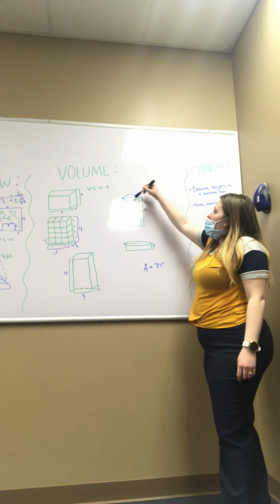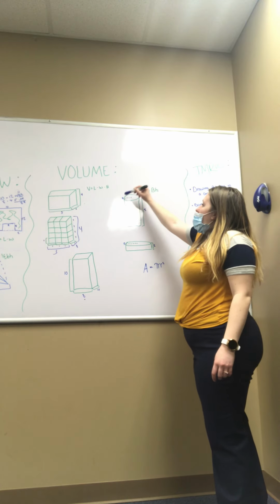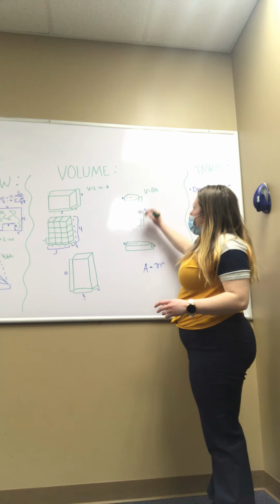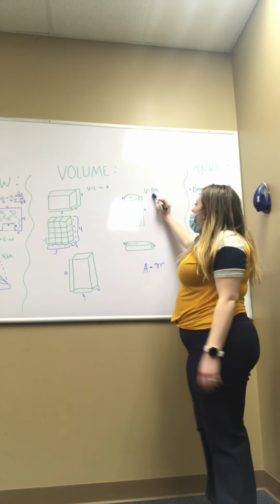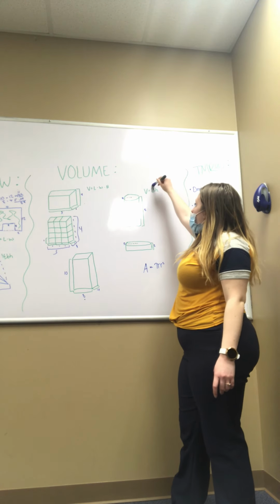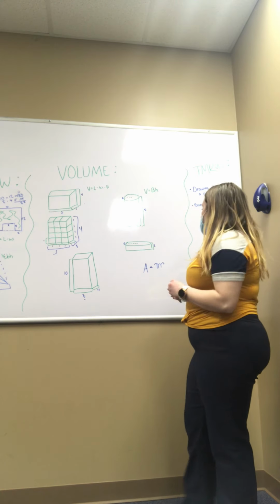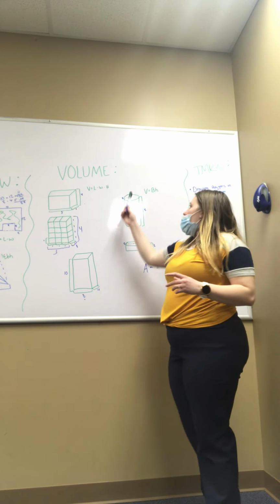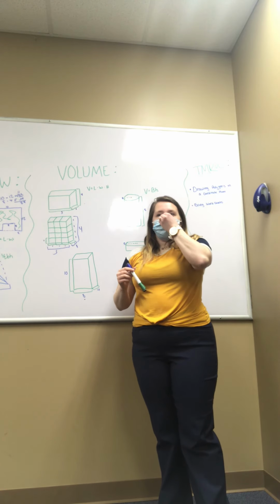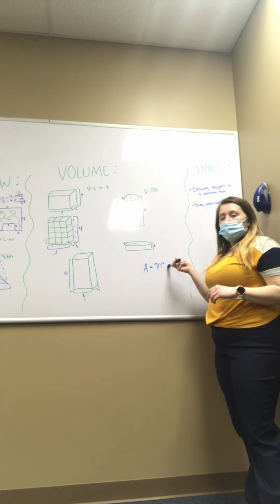But this base is the circle bases, right? We're looking for the area of the base, okay? Because this right here and the bottom are going to be the same. We're looking for the area of the base. So when you see a capital B, volume equals capital B times H, we're looking for the area of the base. So how do we find the area of a circle? Does anyone remember? All right, I have the formula right here. A equals pi r squared.